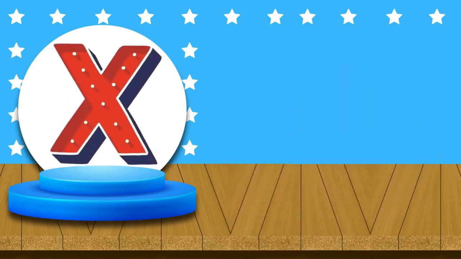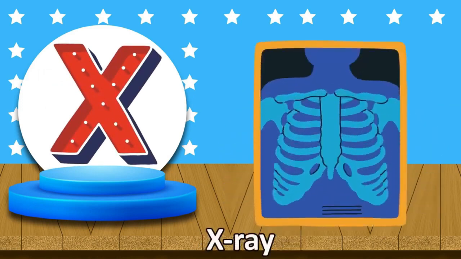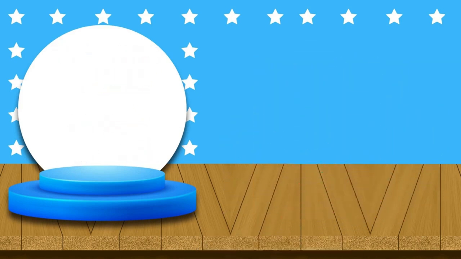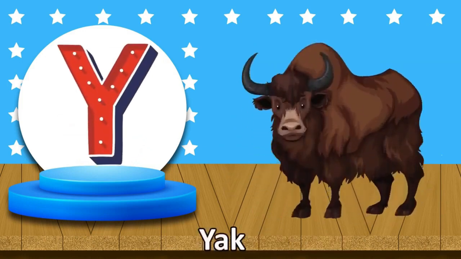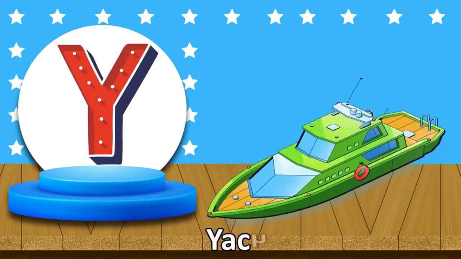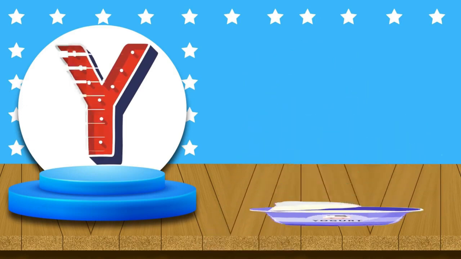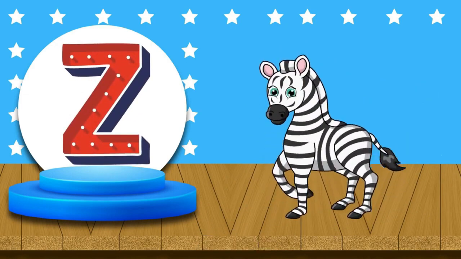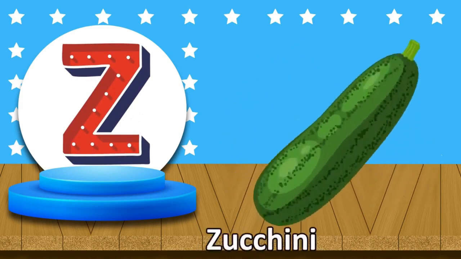X is for X-ray fish, X-ray, xylophone. Y is for yard, yogurt. Z is for zebra, zeppelin, zucchini.